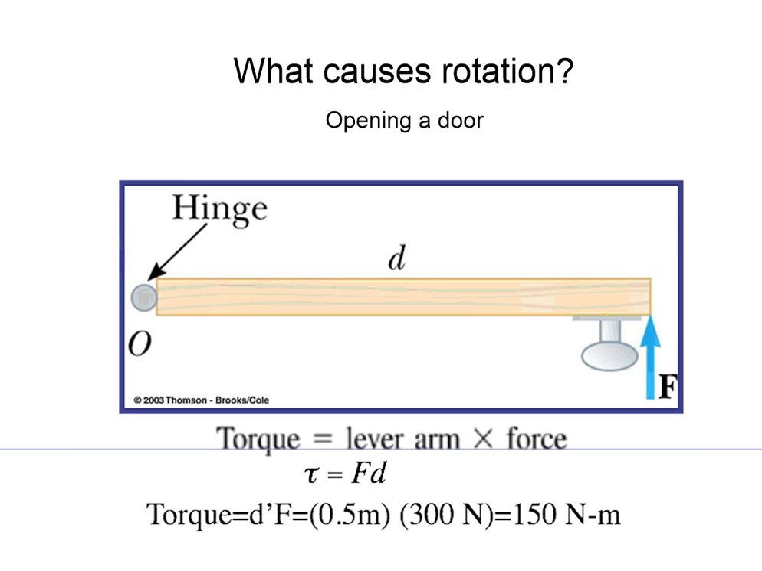So what causes rotation? For example, you want to open the door. What do you have to do? Well, you have to apply a force, but there's more than that to it. You have to apply a force at a particular place. So applying a force here is different than applying it here, in terms of how easy it is to open the door.